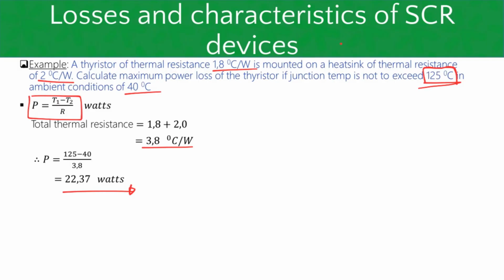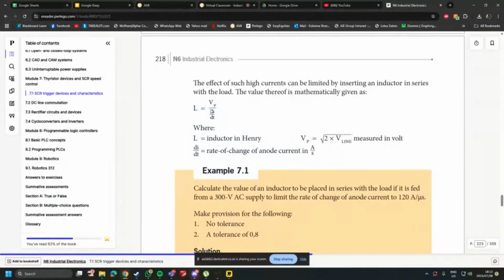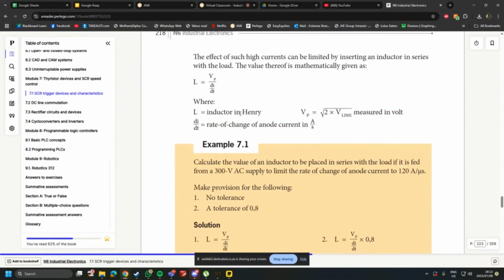Okay, so I'm just going to quickly share my screen. So as you can see, in order to limit the rate of change in current, we can make use of an inductor to do that. The example that we have here, there are quite a few typos in the textbook.